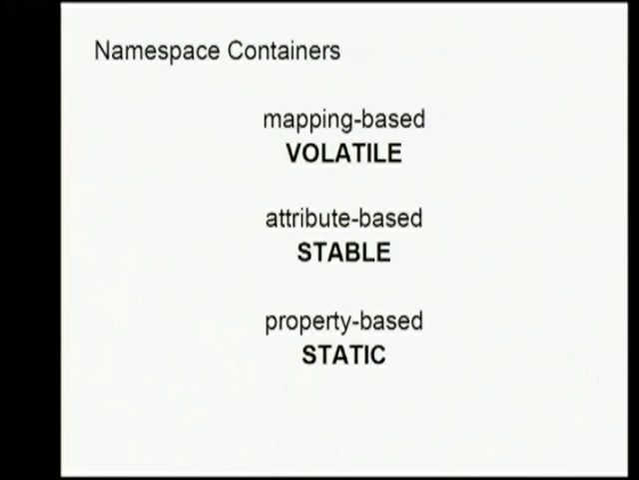One key thing is that the namespace containers say a lot about what kind of namespaces they're holding. When I think of a mapping-based namespace, I'm thinking of a more volatile and flexible namespace that could be changing all the time, whereas an attribute-based namespace, like an object in Python, is more stable. It may change, but really it's mostly not going to. But a property-based namespace says to me, this is not changing. It's fixed in stone, the names, the values, it's not changing.